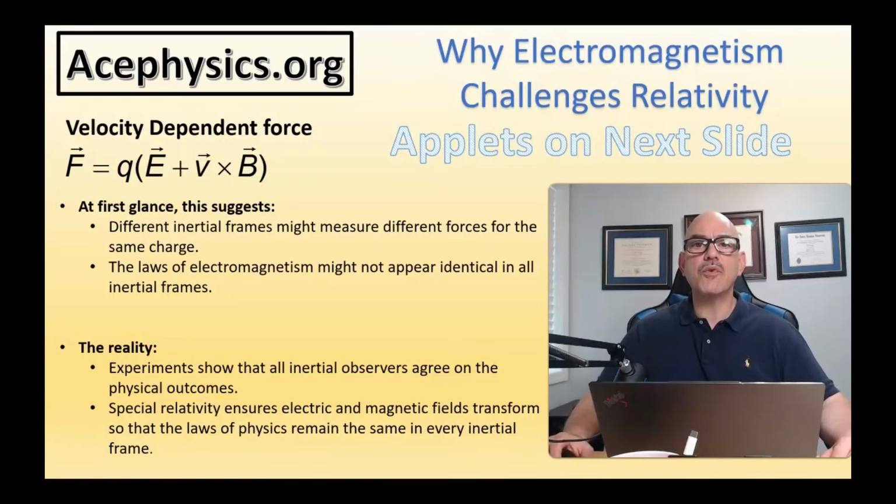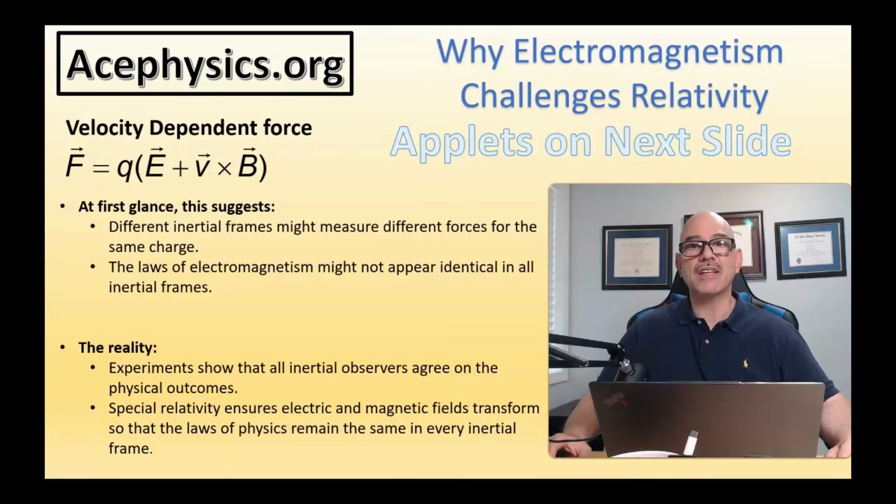In electromagnetism, unlike in Newton's laws, some forces depend on velocity. Different observers would measure different velocities for the same moving charge. And since magnetic force depends on the velocity, they would predict different forces. This would suggest the laws of electromagnetism aren't the same in all frames, with one person in one inertial reference frame seeing different outcomes than another.